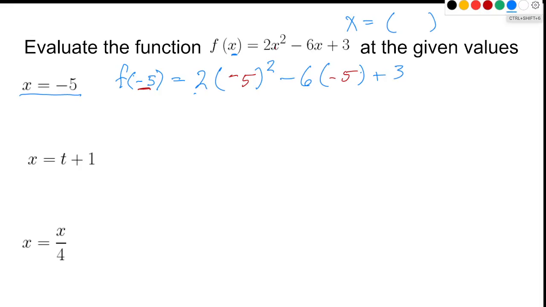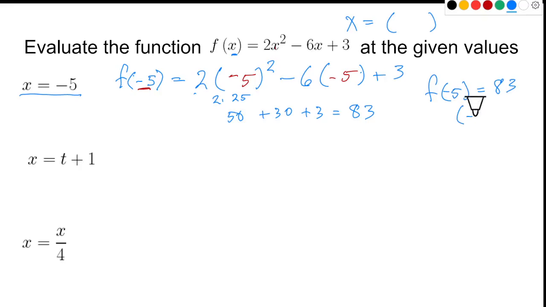Okay. And so then we do the math, the arithmetic. -5 squared is 25, times 2 is 50. Negative 6 times negative 5 is a positive 30, and then plus 3. So our final answer is going to be 83. So we could say that f of minus 5 equals 83. So we've got the input and the output here. We could write it as an ordered pair. Here's our x, here's our y, and there we go.